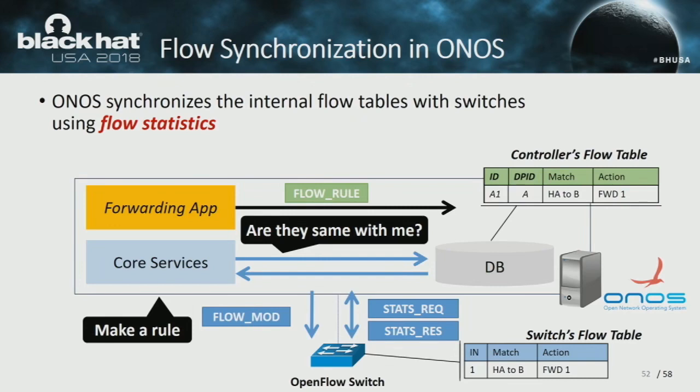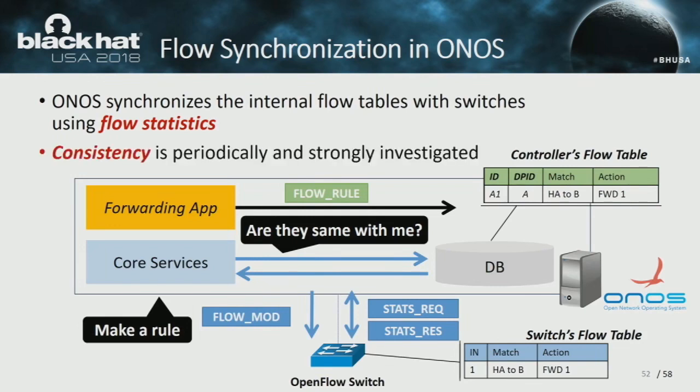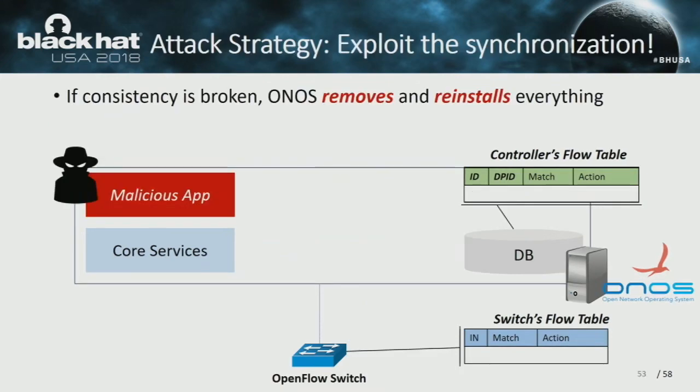And then the controller compares the collected rules with the original one on the controller's flow table, and checks whether they exactly match or not. With this method, the consistency between the switch and controller can be periodically investigated. But the interesting point here is that if ONOS thinks that the consistency is broken, ONOS removes and reinstalls every installed flow rule of the switch.